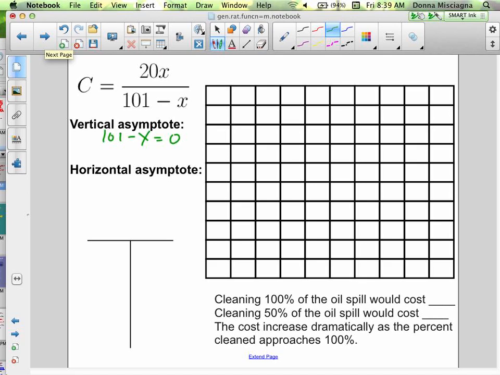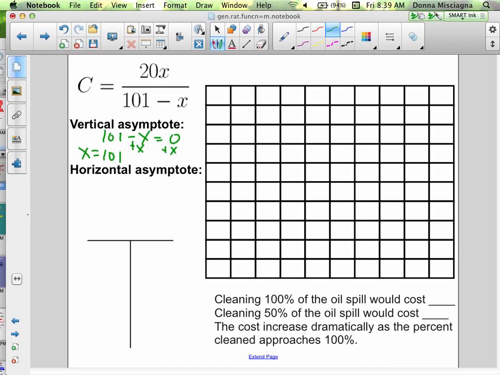Add X to both sides. Okay, yeah, that works. So if you add X to both sides, 101 equals X, and that's our vertical asymptote, right? So X equals 101 is our vertical asymptote. I think I'll just write your step and then write it the other direction. So X equals 101.